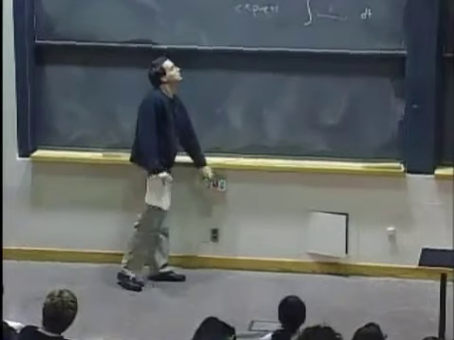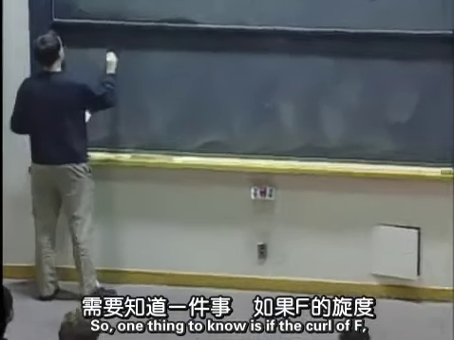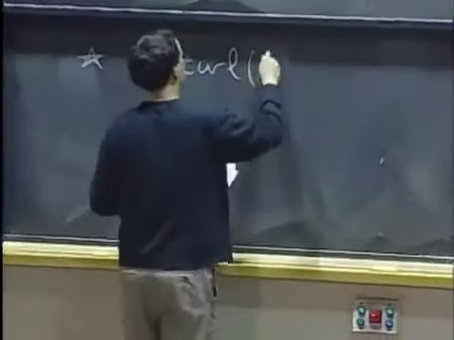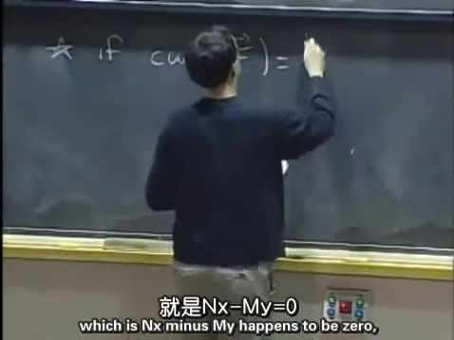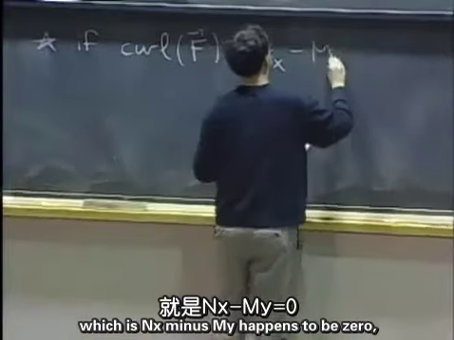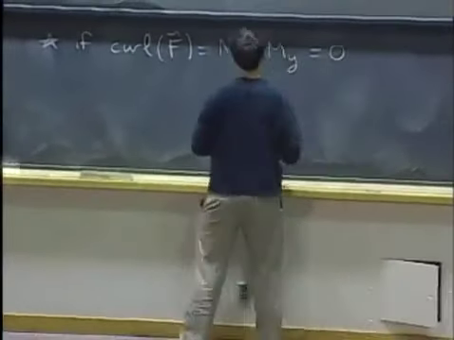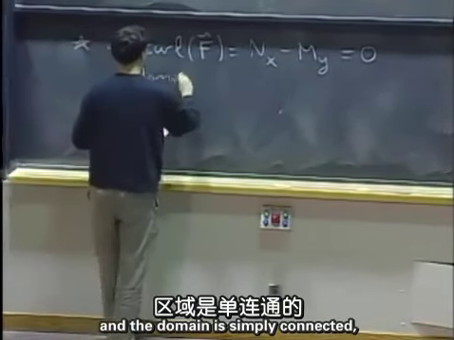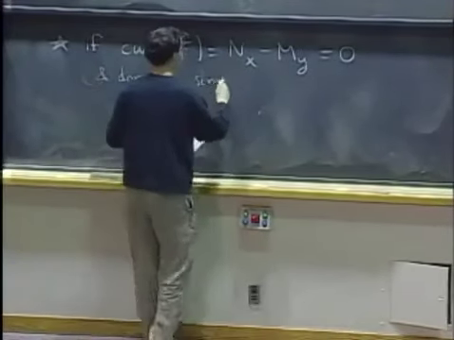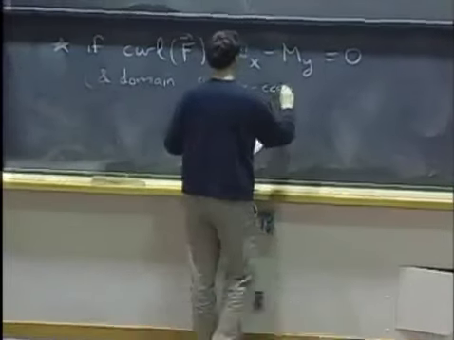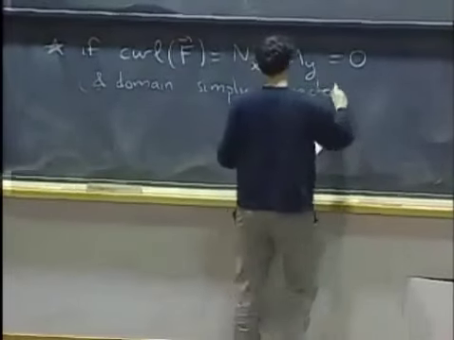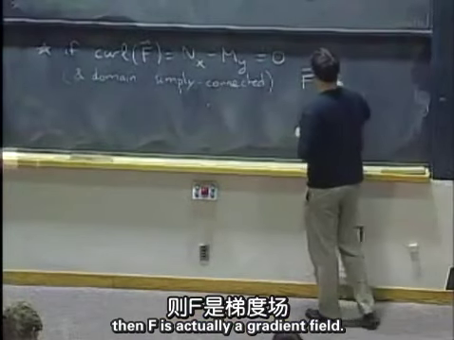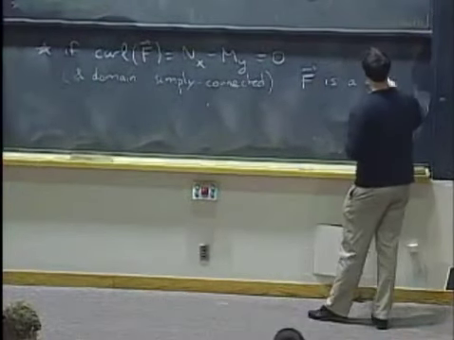So one thing to know is if the curl of F, which is N_x minus M_y, happens to be 0, and the domain is simply connected, or if a field is defined everywhere, then F is actually a gradient field.